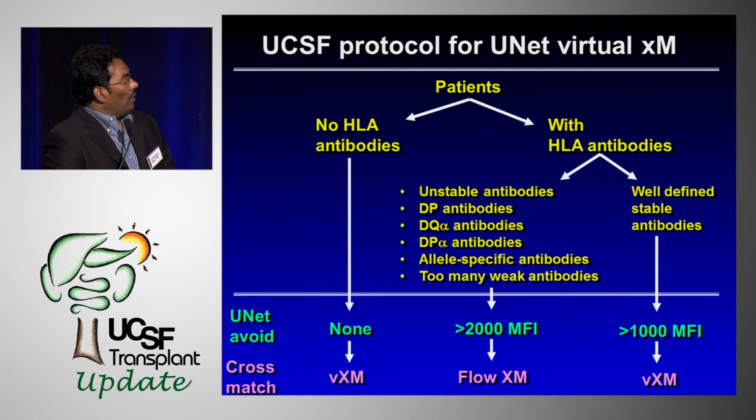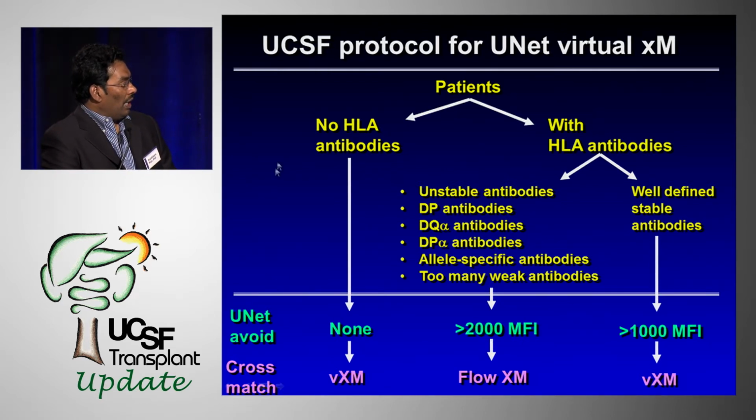So this is the protocol that we used at UCSF. If the patient has no antibodies, we don't enter any antigens in UNOS, so a virtual cross-match can be done. If the patient has antibodies, particularly unstable antibodies, where we screen multiple times and the results go up and down, then we want to put them in these categories.